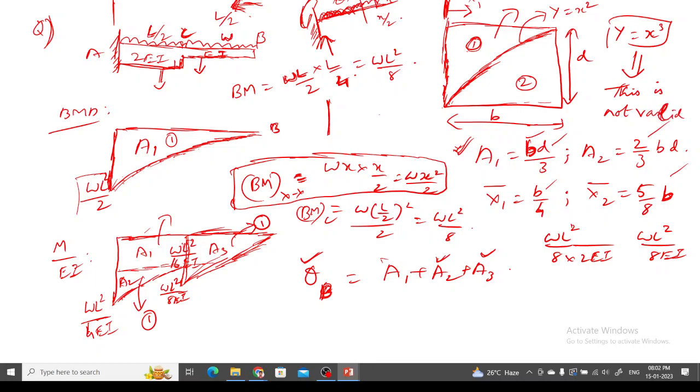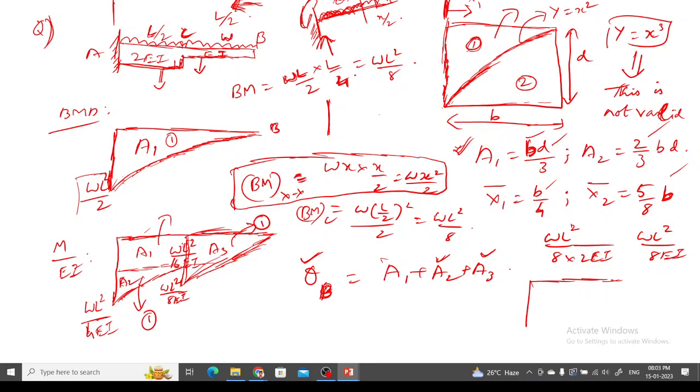And if there was some point load given, then can we not use this? In addition to this, if they have given some point load, then definitely the bending moment value changes. For example, if they give one point load, then you have to take that moment into consideration. As long as the bending moment diagram is a second order parabola, then you can use this. That's the concept. For other cases, this is not applicable.